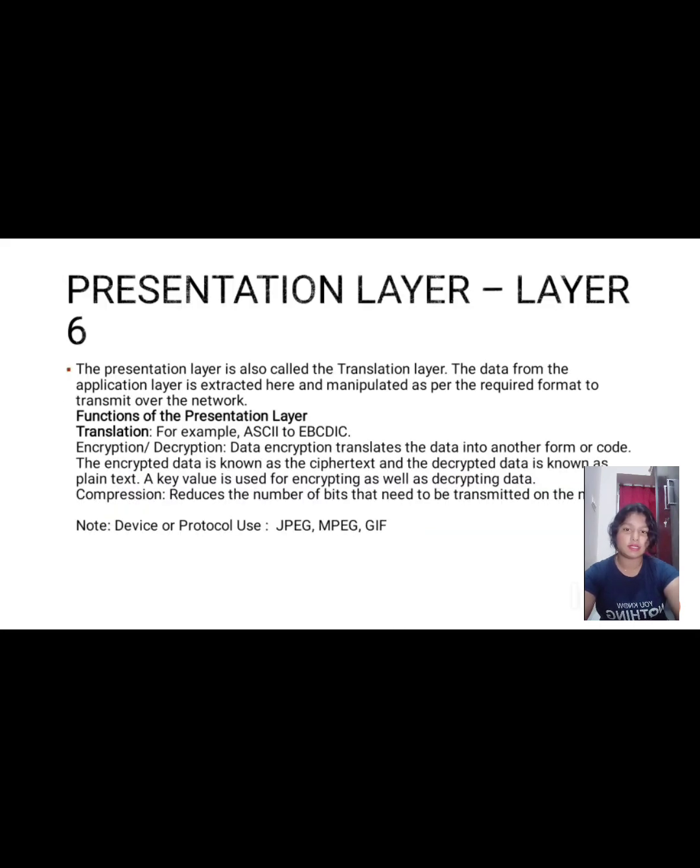Presentation layer, it is the sixth layer. The presentation layer is also called the translation layer. The data from the application layer is extracted here and manipulated as per the required format to transmit over the network. The function of the presentation layer is translation, for example ASCII to EBCDIC, encryption and decryption. Data encryption translates the data into another form or code.